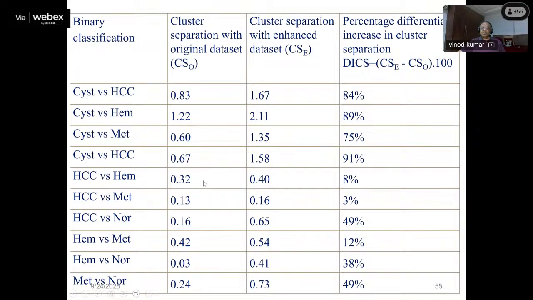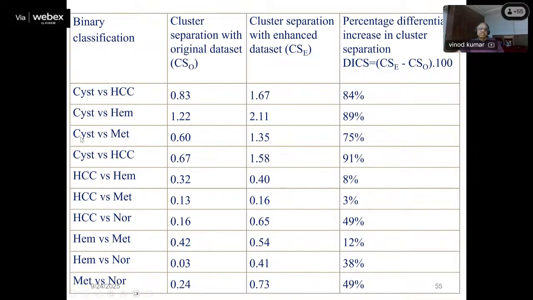In SCC and hemangioma, the cluster separation is poor, 0.32 and 0.4. In this case also, cluster separation is 0.3, which is not high, and between enhanced and original, there is no difference. But in case of HCC and metastasis, the cluster separation is very less, very less. Similarly, in this case, but in case of this, enhanced image gives better cluster separation.